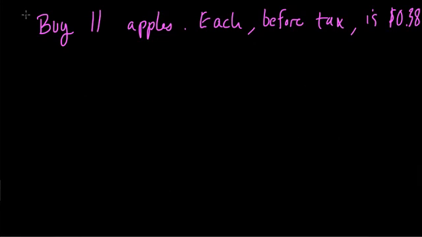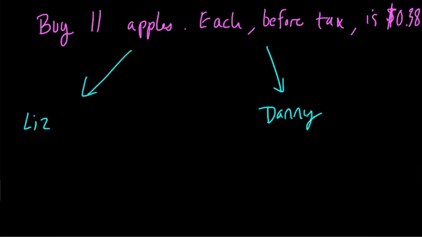So you might get a word problem that says something along these lines: if you buy 11 apples, each of them before taxes is $0.38, or 38 cents. And then you'll have two people, let's say we have Liz on one hand, and Danny on the other hand.